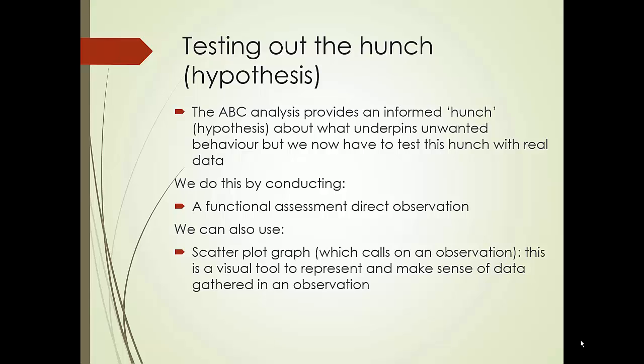Moving on here, extending this, the ABC analysis as part of the FBA provides us with an informed hunch, which is described in the literature in terms of a hypothesis statement that we can produce. It is a detailed statement about what we think is the cause of this behaviour, our hypothesis being the hunch we have about the cause of this behaviour, calling on all of our assessments.